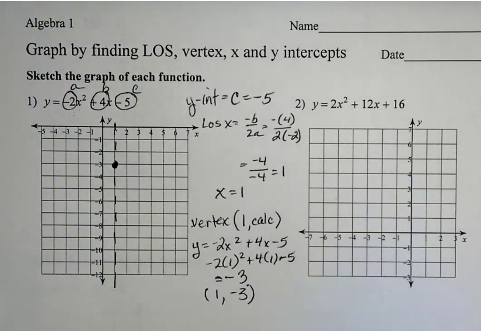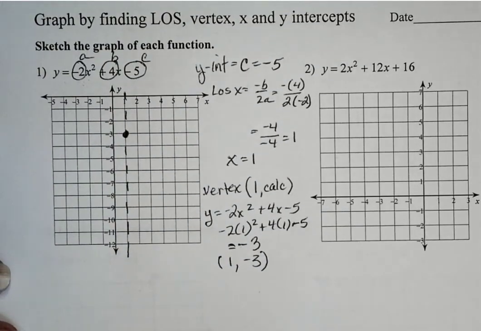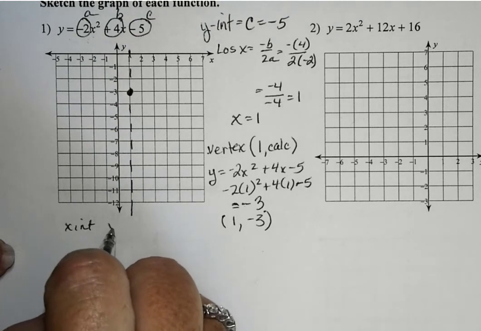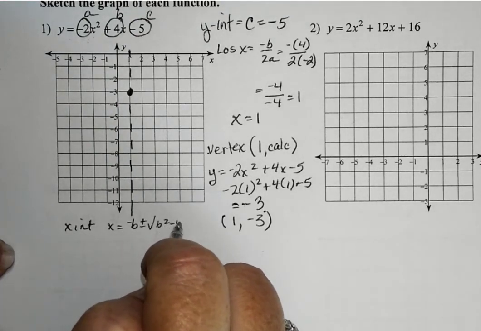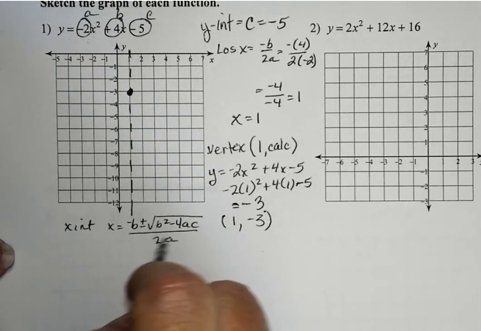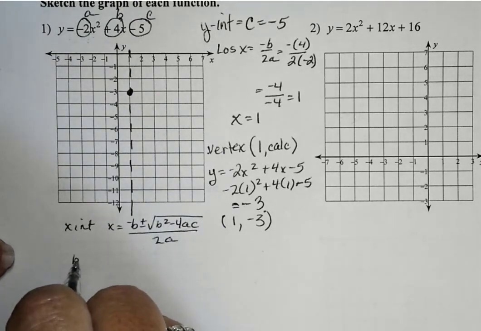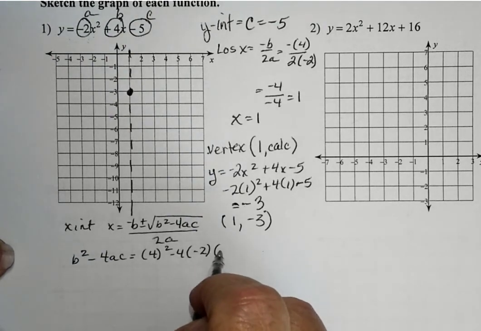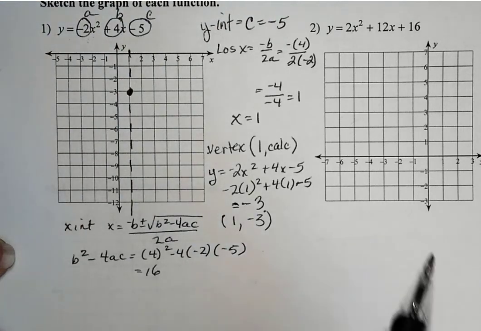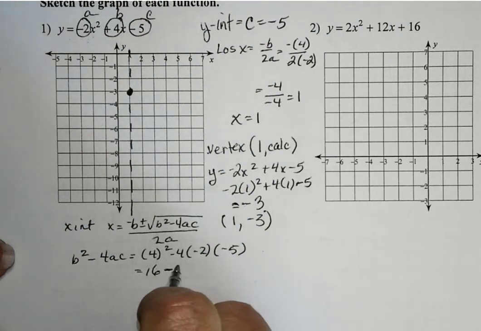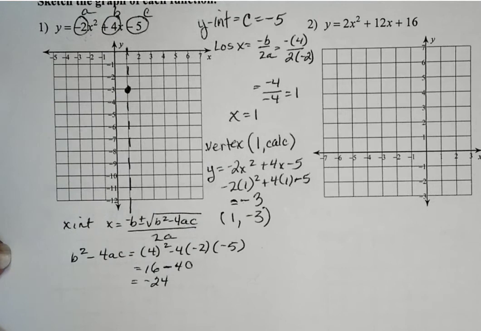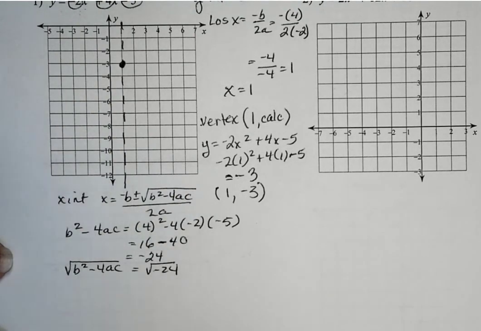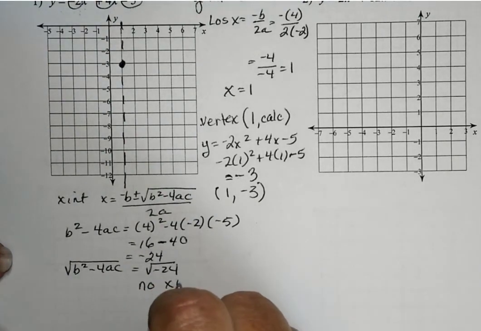And then finally, I'm going to find my x-intercepts. So I'm going to use the formula x equals the opposite of b plus or minus the square root of b squared minus 4ac, all divided by 2a. What I like to do is just do this whole big part first. So b squared minus 4ac is going to be equal to 4 squared minus 4 times -2 times -5. And that's going to be 16, that's going to be 8, that's going to be -40 is -24. Then the square root of b squared minus 4ac is going to be the square root of -24, but I cannot take the square root of a negative number, so there are no x-intercepts.